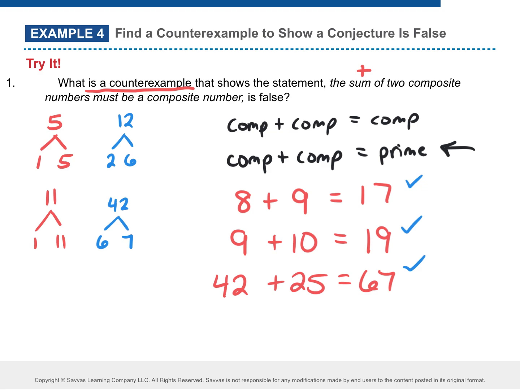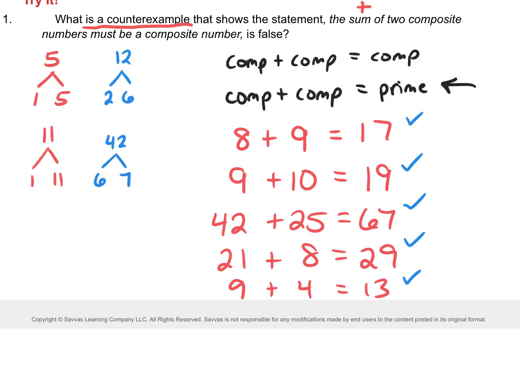I want two more. 21 plus 8. I agree. What did they add up to? 29. Good. I want one more. 9 plus 4 gives you 13. Yep, that's okay.